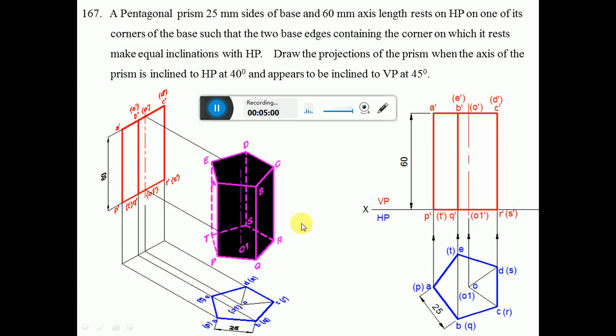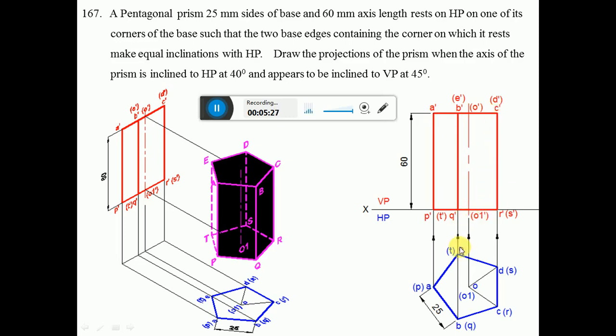Since when you look from the front view, we can see the height of the prism, which is 60 mm. So from P dash you draw a vertical line and measure a distance of 60 mm and mark this point, which is A dash. Similarly, from R dash you draw a vertical line and again measure the distance as 60 mm and mark that point, which is C dash. Then join these two with a dark line.